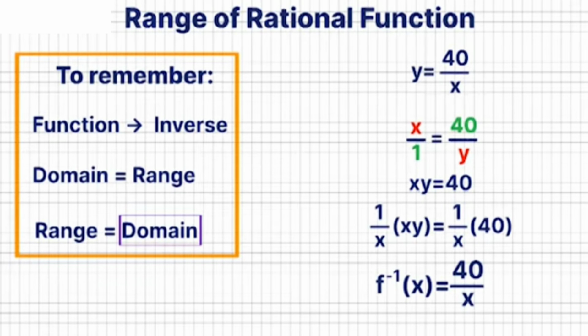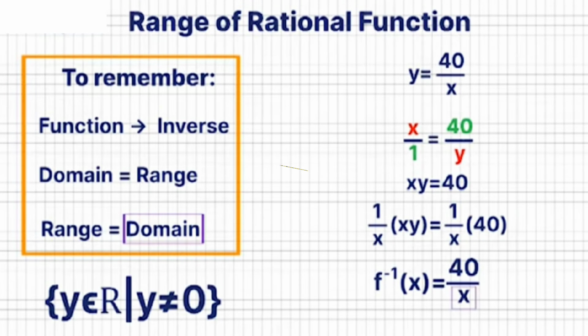Again, the domain of the inverse of the function is the range of the original function. Hence, the domain of the inverse is the range of the function f of x equals 40 over x. We use the same restriction that the denominator should not be equal to 0, since this will give us an undefined value. So the range of the original function is the set of all real numbers except 0, written as the set containing all y's, element of the real numbers, such that y is not equal to 0.